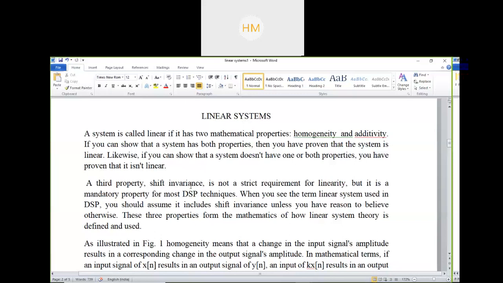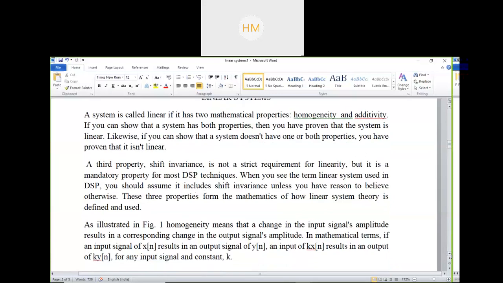Linear system, shift invariance. Shift variant or shift invariant or time invariant is not a strict requirement for linearity, but it is a mandatory property for most DSP techniques. When you see the term linear system used in DSP, you should assume it includes shift invariance. Clear? So, which DSP processor will we discuss? We will discuss the linear shift invariant processor.